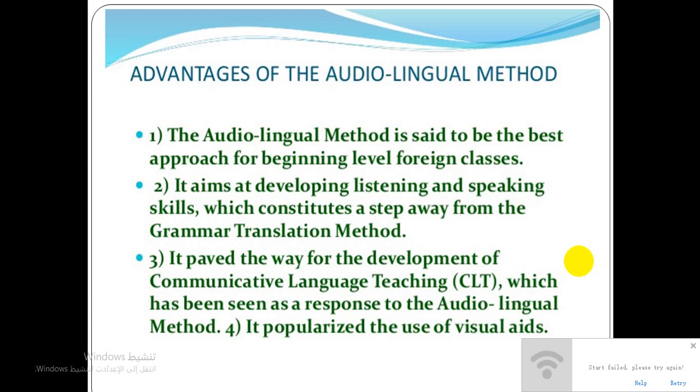It paved the way for the development of communicative language teaching, which has been seen as a response to the audiolingual method. It popularized the use of visual aids. Another advantage of this approach: all students are active in the classroom, the atmosphere of the class is more interesting and lively, and speaking and listening skills are better trained.